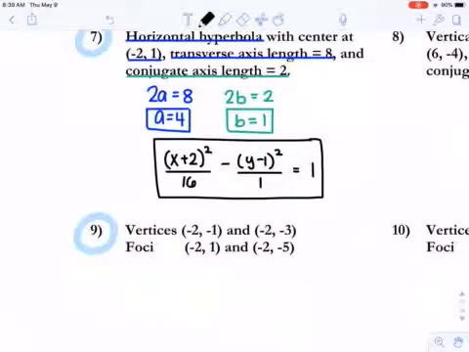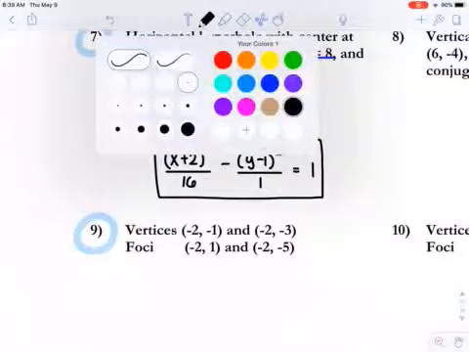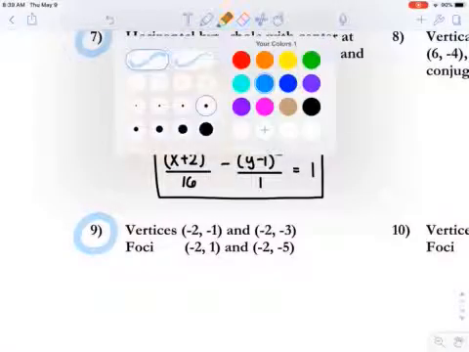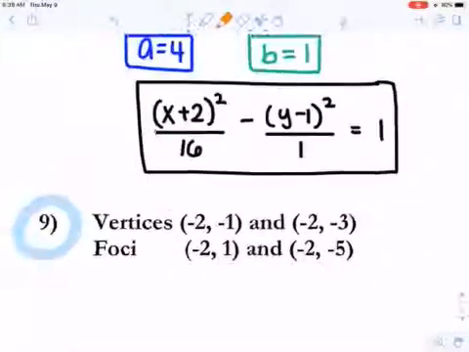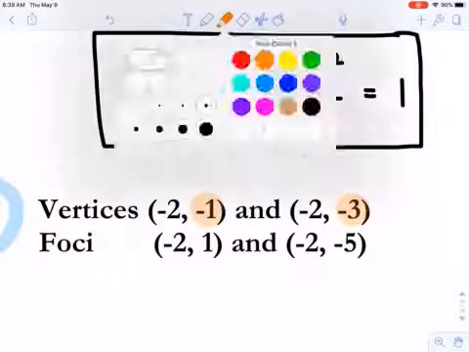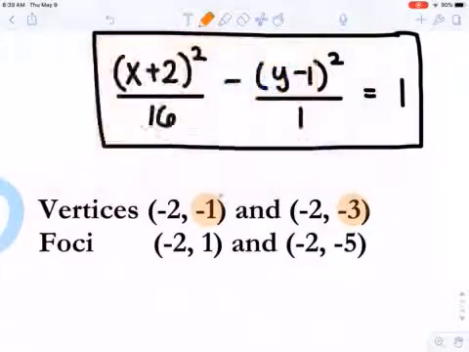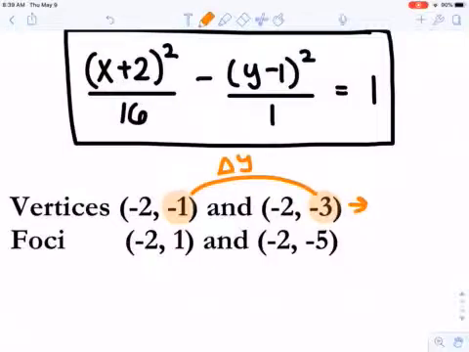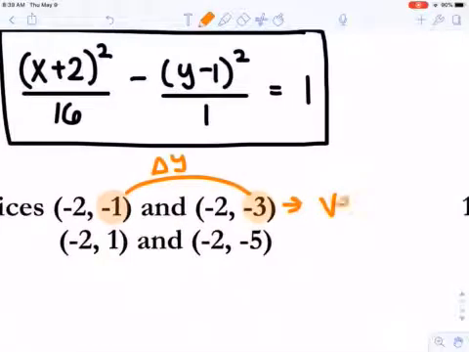Number 9 is just like an example from our notes. But let's talk about it. Is it horizontal or is it vertical? Well, what we have to do is look at the x and the y values of the vertices. Take a look. The x values stay the same, but the y values change. So since there is a change in y, it means that the hyperbola is vertical.